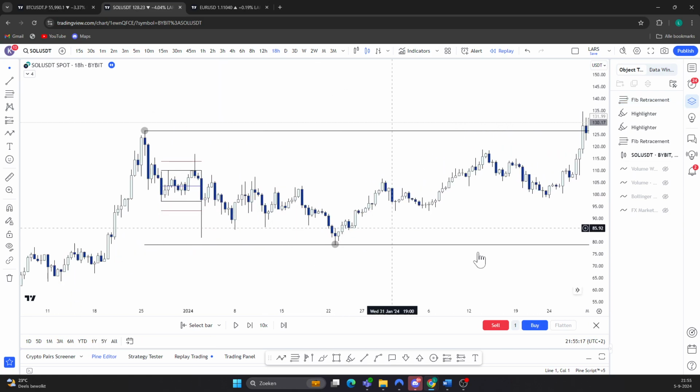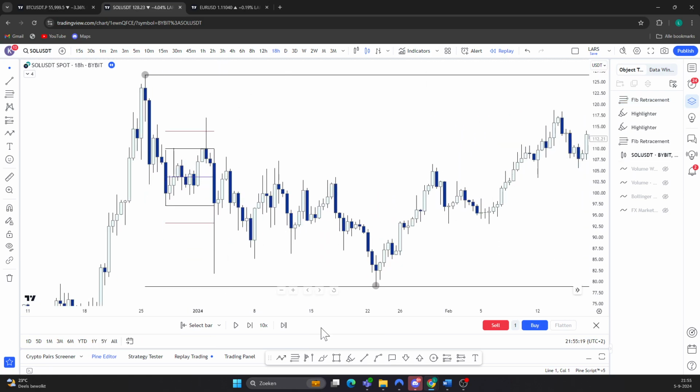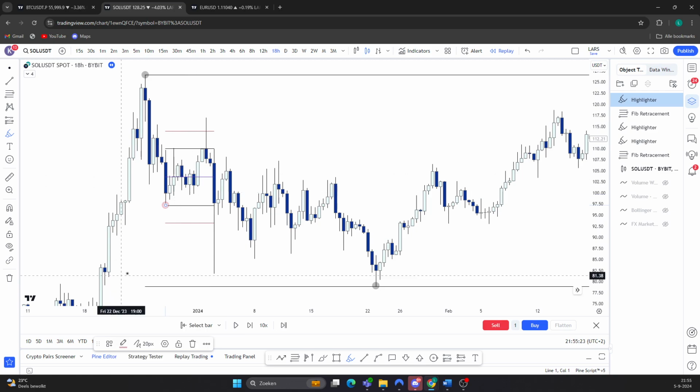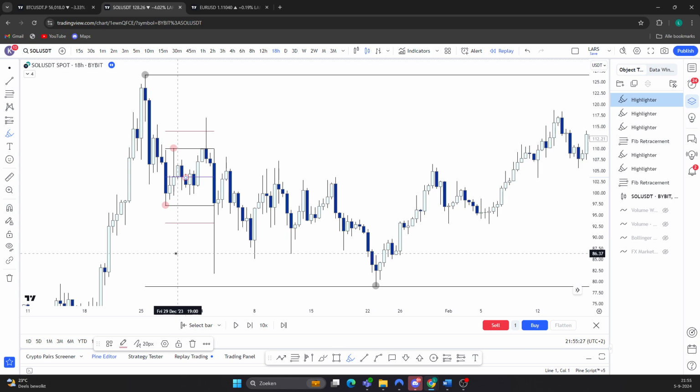So, what can we see right here? We have our range low. Let's make it red. We have our range low, we have our range high. We come back down to the equilibrium of the range. Okay, valid range. We're on the 18-hour, trending down. Trending down, pull your range from bottom to top. And right here, it already touched the equilibrium.